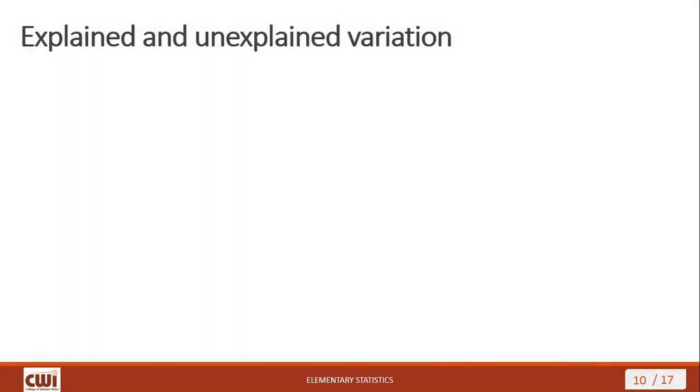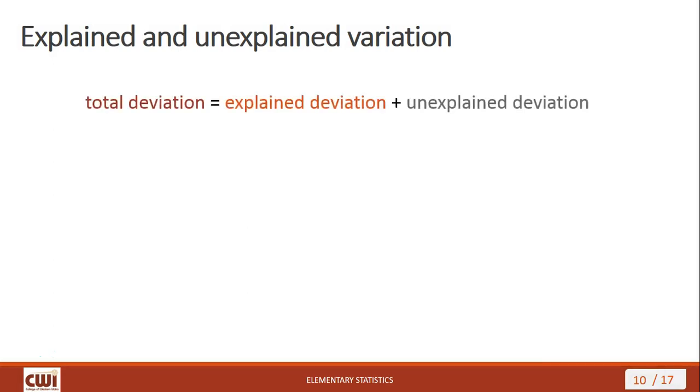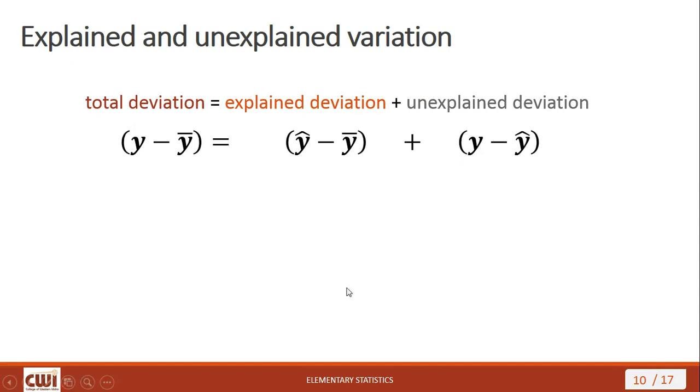This leads us to the concept of explained and unexplained variation. So as we just saw, total deviation is the sum of explained deviation and unexplained deviation. We can write that mathematically as follows. So total deviation is going to be the distance from our data point to the mean line. Explained deviation is the distance from the regression line to the mean line, and unexplained deviation is the distance from the data point to the regression line.